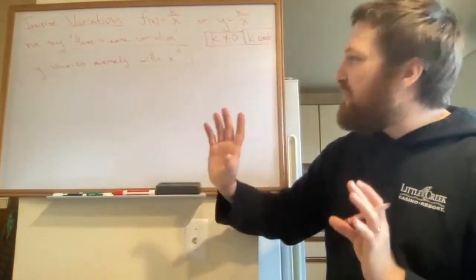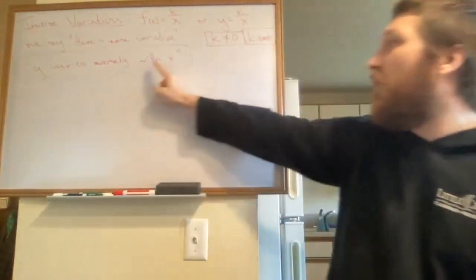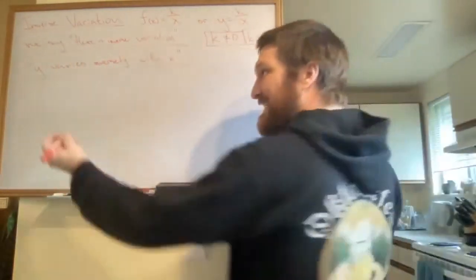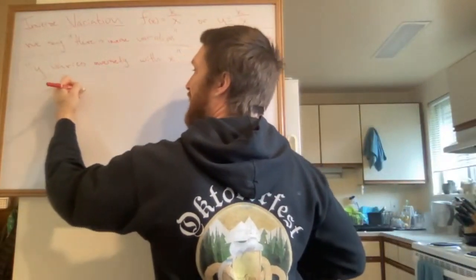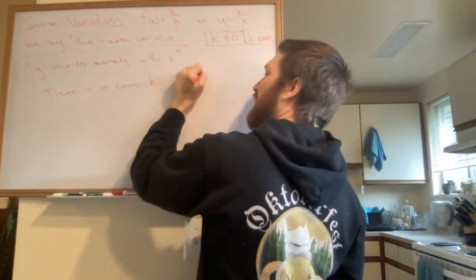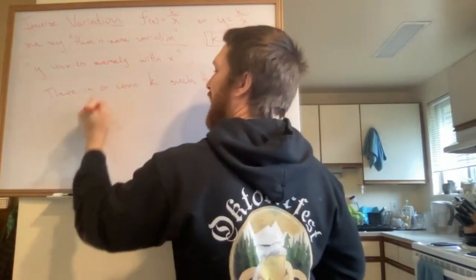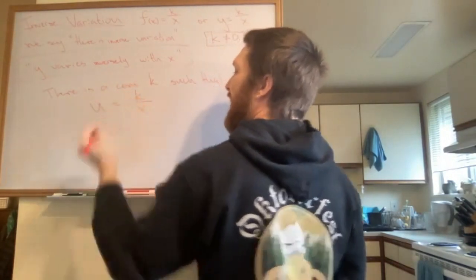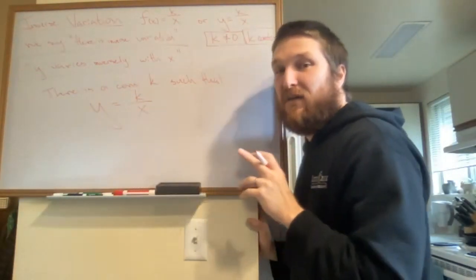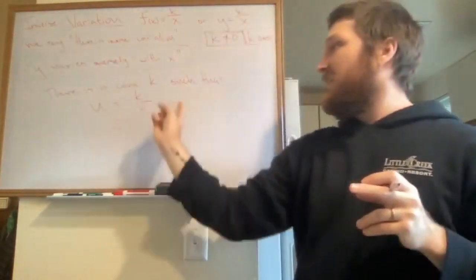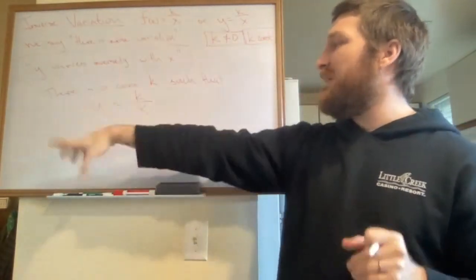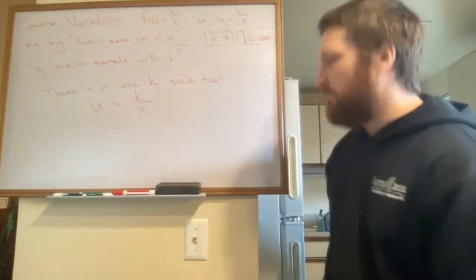Whenever you see, and I'm going to go through this again, whenever you see this phrase, Y varies inversely with X, that means there is a constant K such that Y equals K over X. 99% of these problems involve translating this statement into this statement right here. Translating it from our common speak into math speak. So, okay.